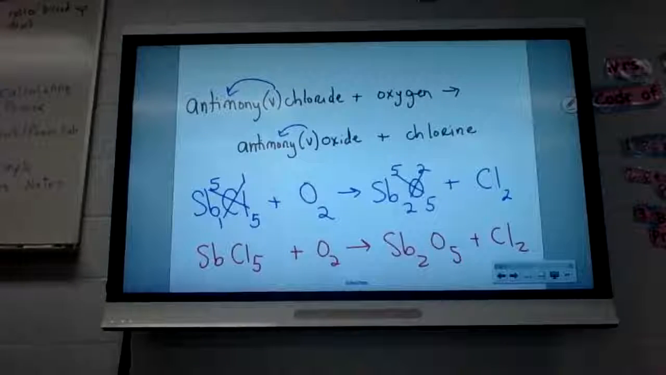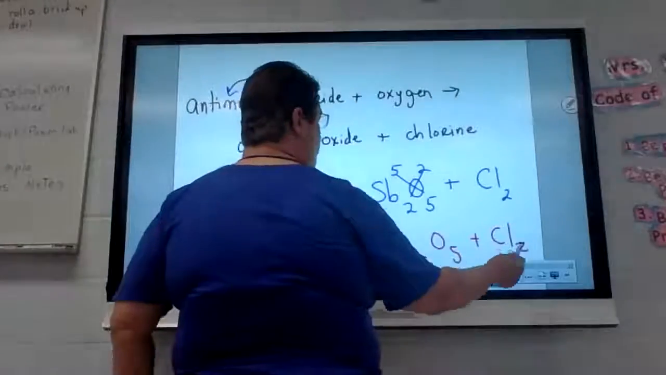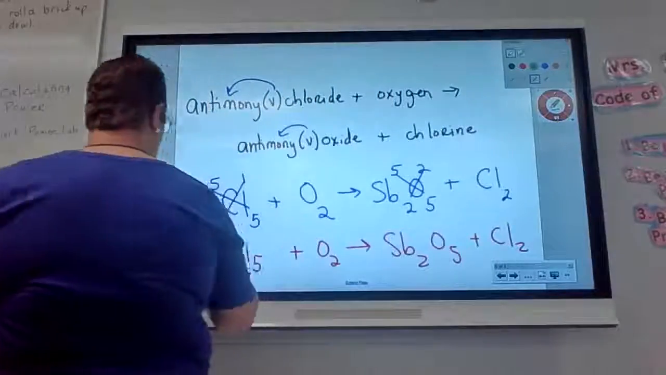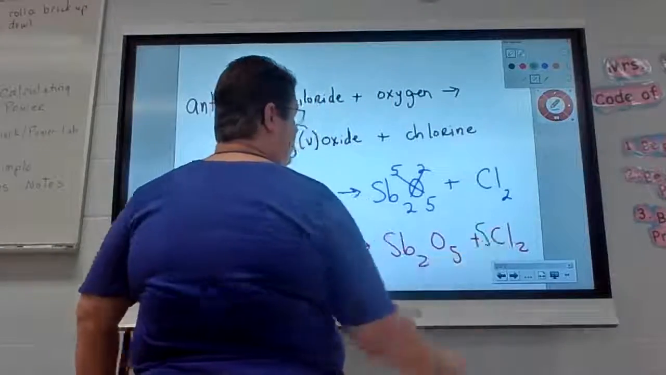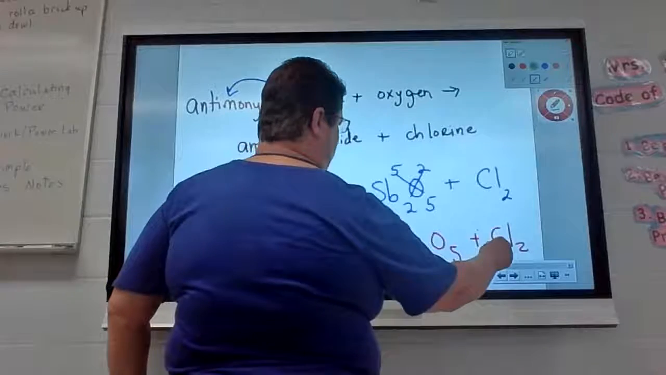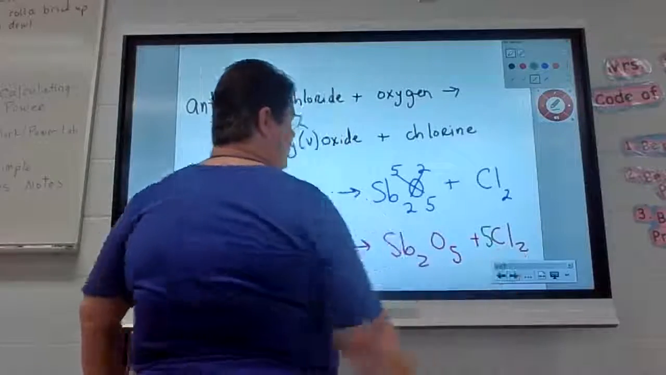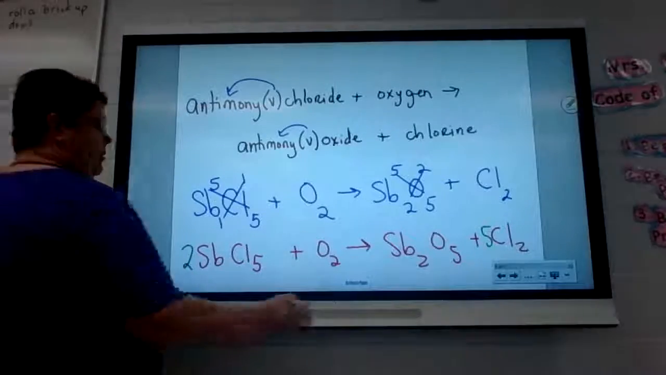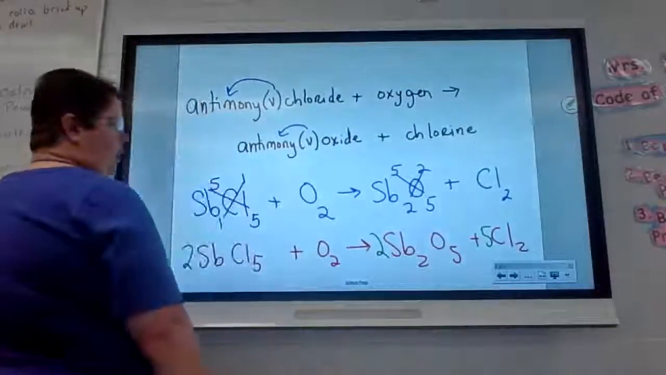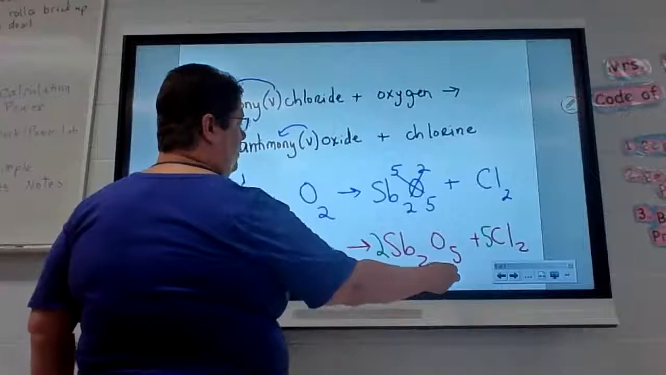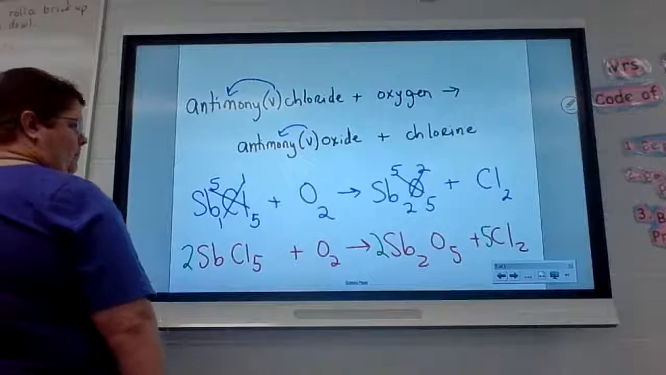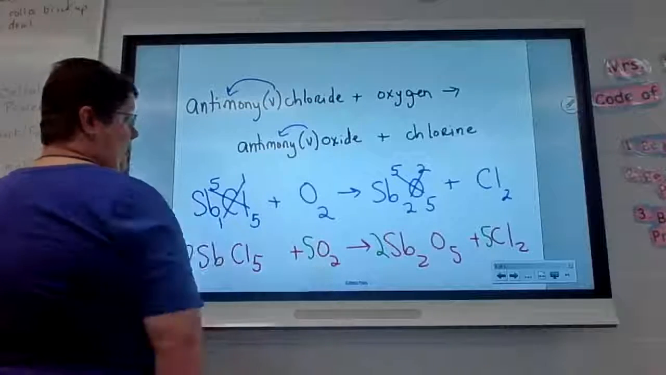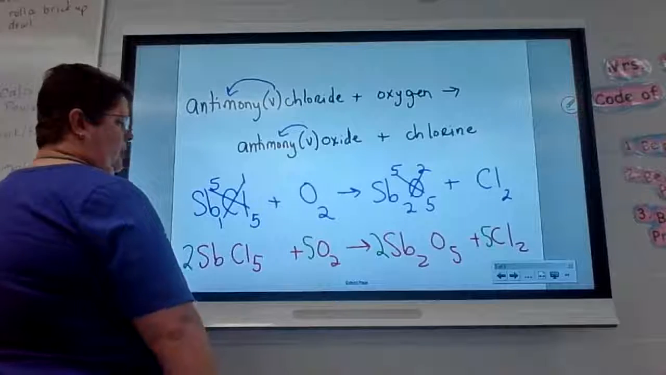Okay, starting with Cl, we have a 5. We have a 2. Let me change colors here. So, make it a 2, make it a 5. That's a really ugly 5. All right, so from there, Sb, we have 2. So we're going to put a 2 there. It makes 4. It makes how many oxygens? 10. So I need to put a 5. Okay. Makes 10. How many Sbs did I make?